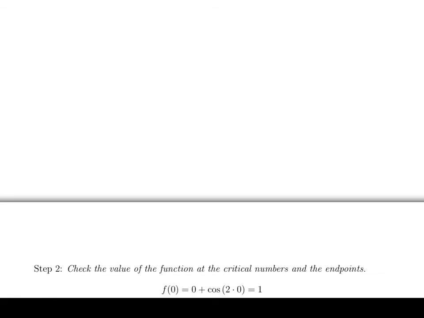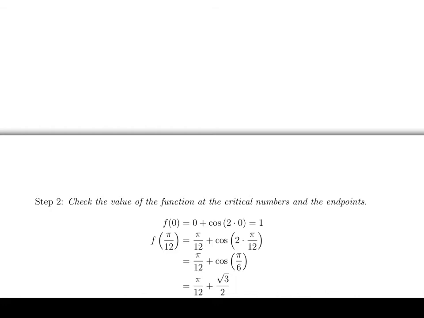All right, so now let's find the value of the function at the critical numbers and at the endpoints. So we're going to plug in 0 and pi over 2, those are the endpoints, and our critical numbers, pi over 12 and 5 pi over 12. Okay, so the first endpoint, 0, we get an output of 1.